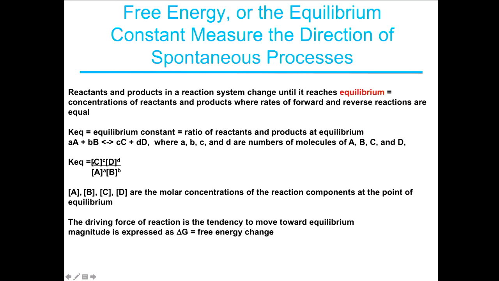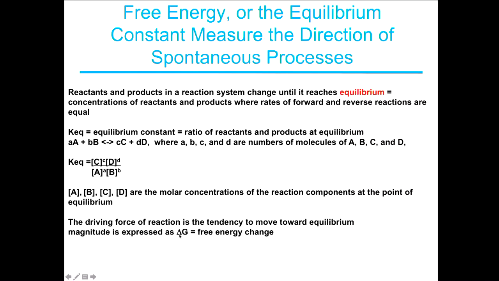And of course you can do this even if you have just one substrate and one product, or a whole bunch of substrates and a whole bunch of products, you can calculate this K equilibrium. So again, the numerator is the products when your equation is written in this order, and the substrates go in the denominator.